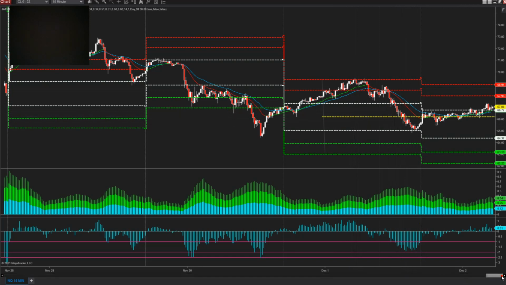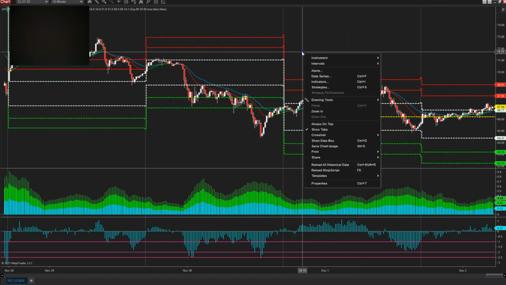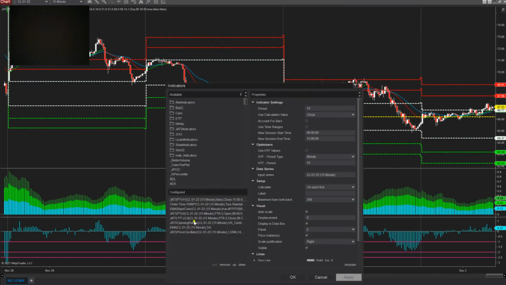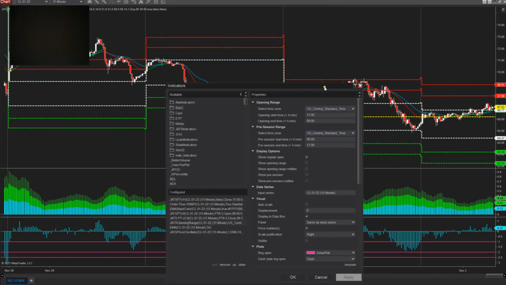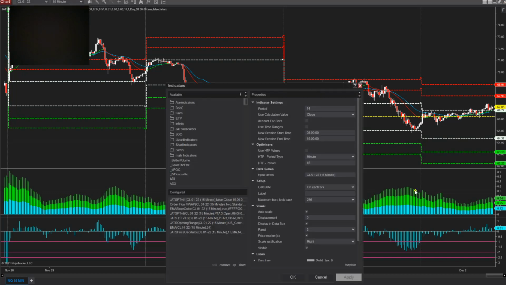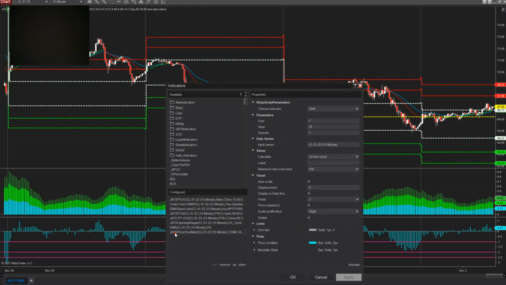That's why I sometimes just prefer to wait until I'm on the right side of my bands or the Globex, and I have another indicator, my opening range indicator, where I can put the Globex open and see how that lines up in my distribution. So let me put that on the chart real quick and show you.